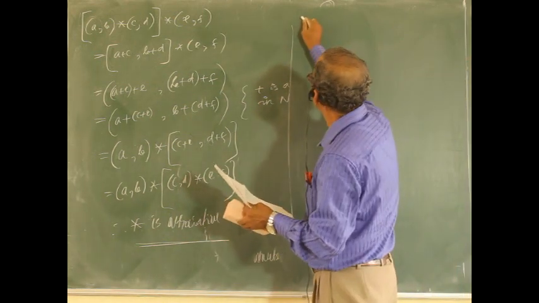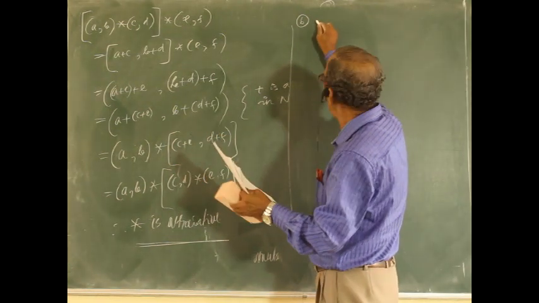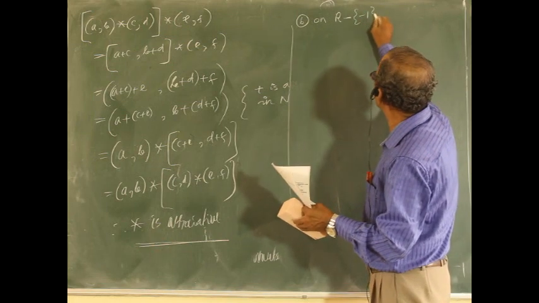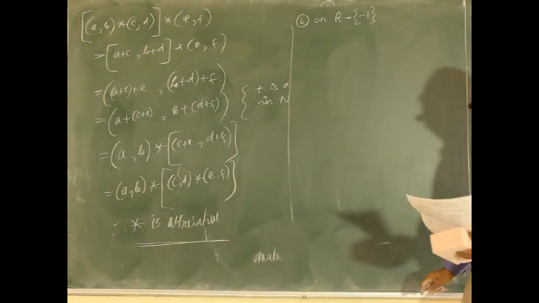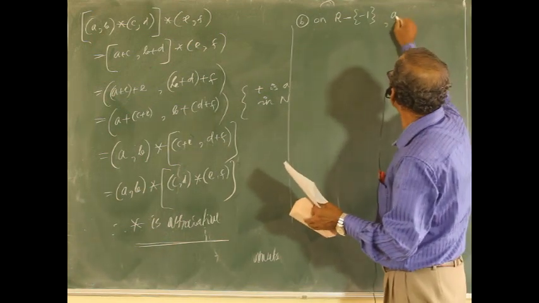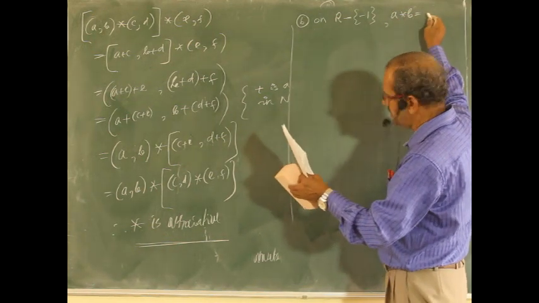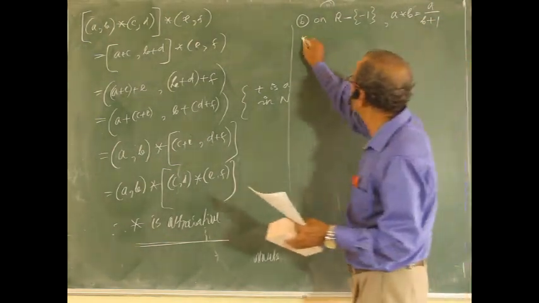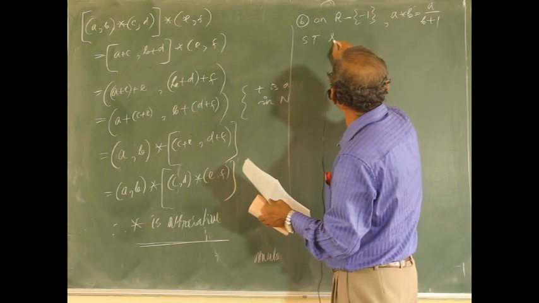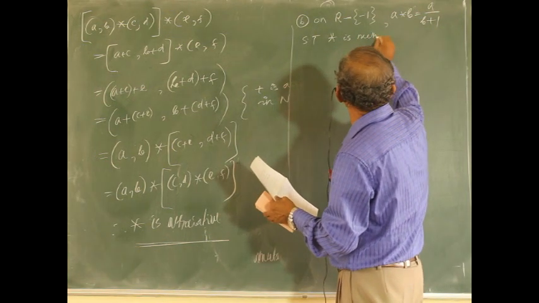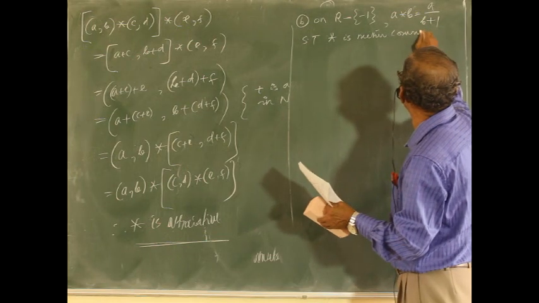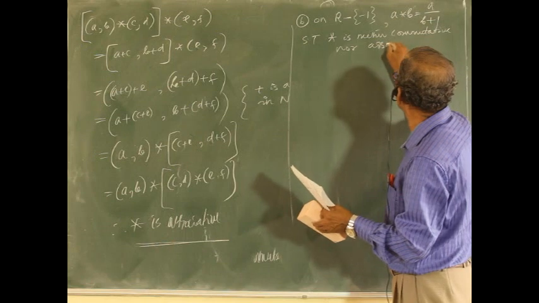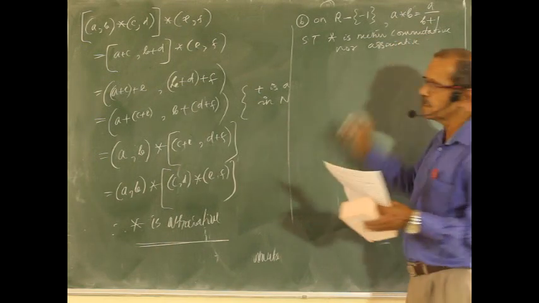Problem number 6. On R minus 1, excluding minus 1 from the set of real numbers, binary operation is defined like this: a star b equal to a by b plus 1. Show that star is neither commutative nor associative. Both are not satisfied.